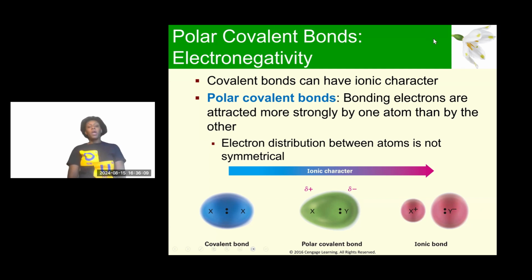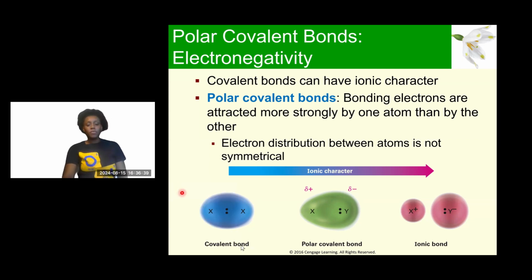All right, so polar covalent bonds in terms of electronegativity. So covalent bonds can have ionic character, okay? So covalent bonds can have ionic character. So what does that mean? Well, polar covalent bonds are bonds where the bonding electrons are attracted more strongly by one atom than by the other.